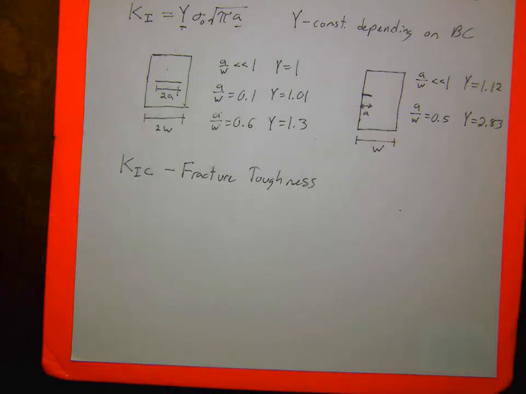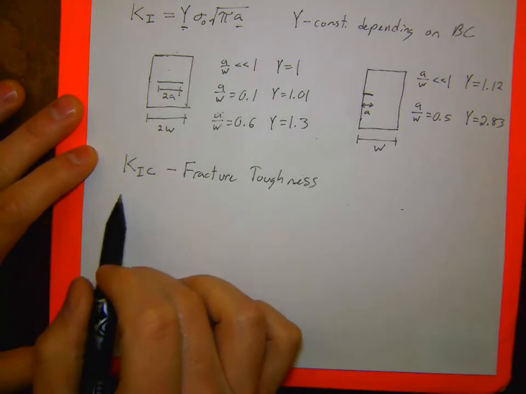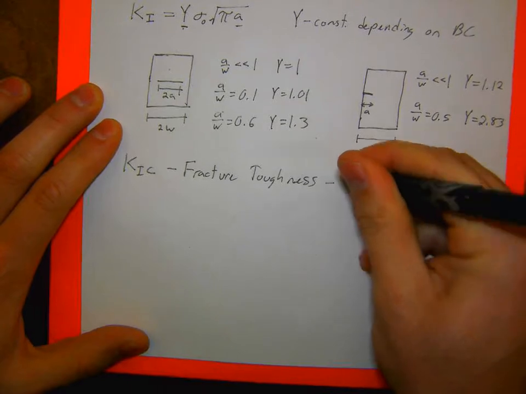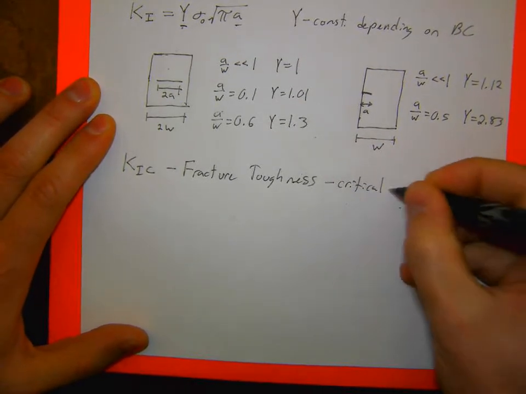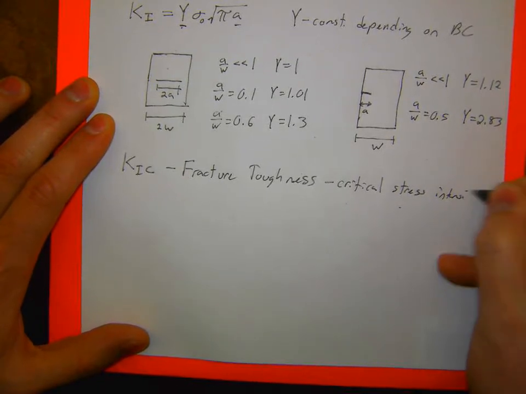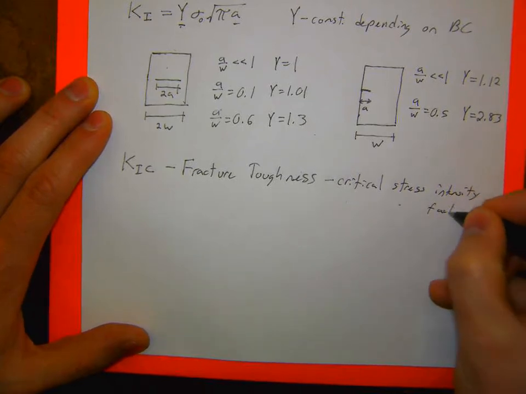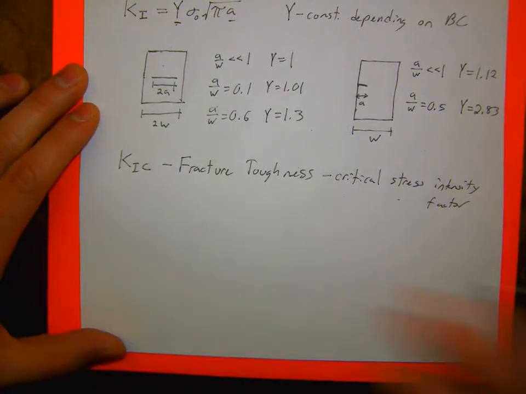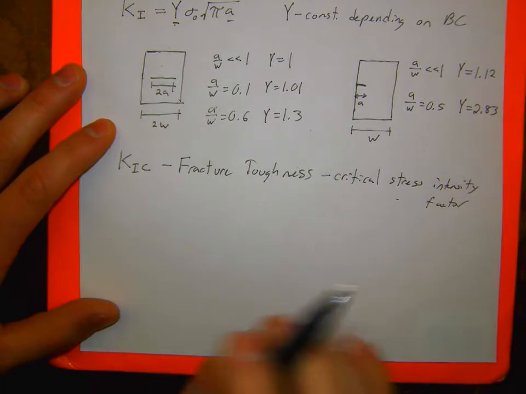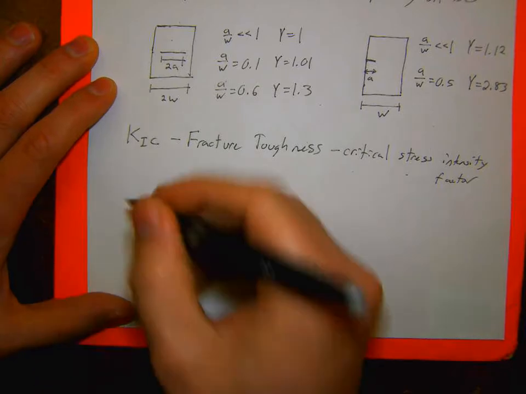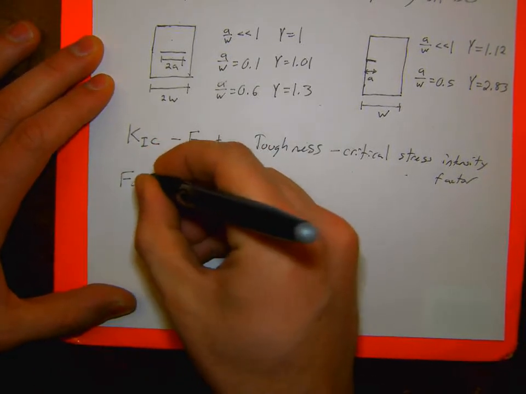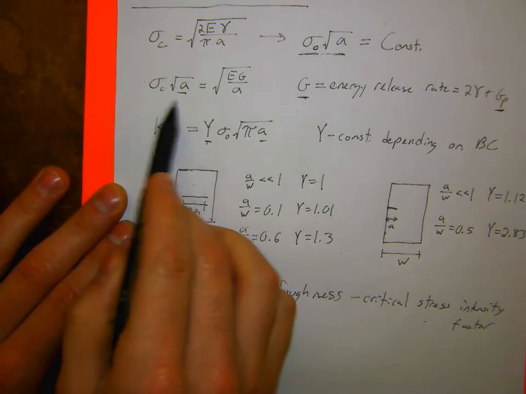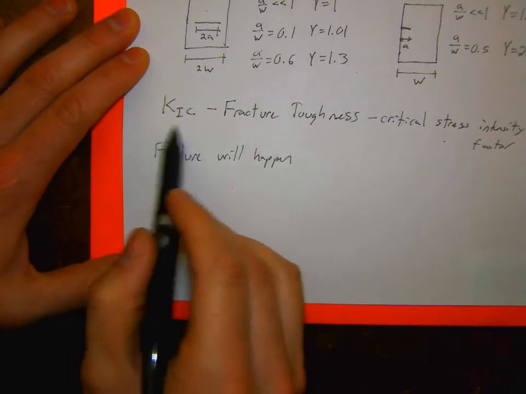That was when the stress intensity around the crack reached the fracture toughness, the critical stress intensity factor. With that critical stress intensity, I gave you values for a couple of different materials. This is what we consider to be a material parameter, although testing it is sometimes challenging. But now we can figure out when failure will happen in the material. I still have this sigma_c square root a as a constant, and now I'm going to relate that to my critical stress intensity.